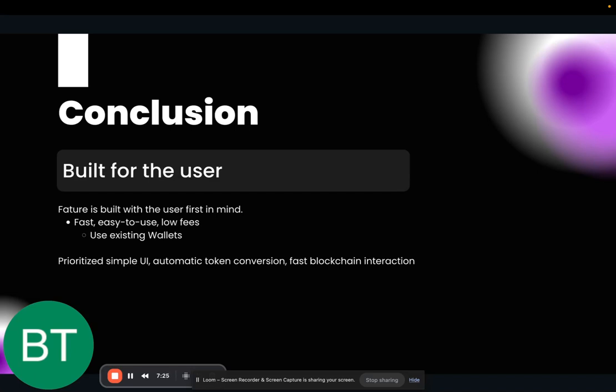In conclusion, Fature is built for the user. It's fast, easy to use with low fees using the existing wallets. And we prioritize a simple UI, automatic token conversion, and fast blockchain interaction.